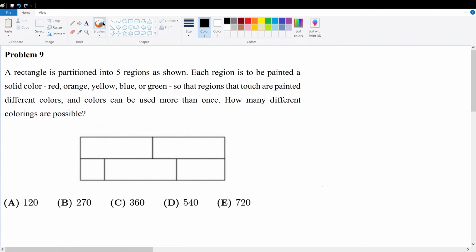Problem 9. A rectangle is partitioned into 5 regions as shown. Each region is to be painted a solid color given below so that the regions that touch are painted different colors. And colors can be used more than once. How many different colorings are possible?